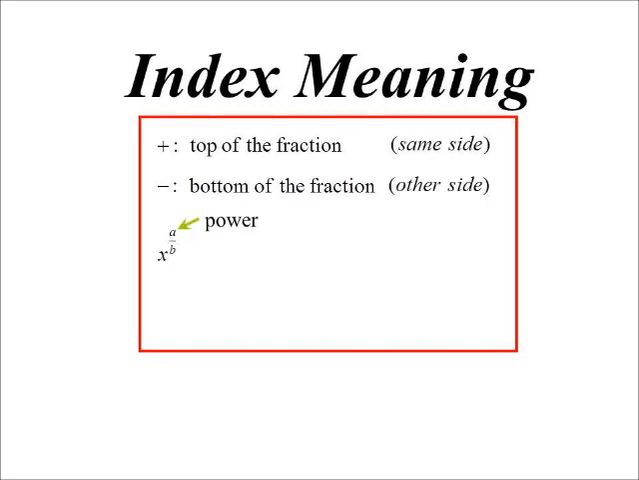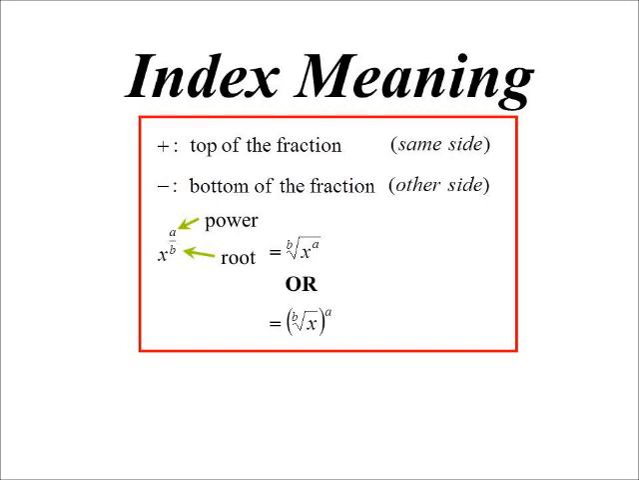The top of it tells you the power. The bottom tells you the root. It's as simple as that. So the top of the fraction tells you the power, the bottom tells you the root. So you see something like that. It's the bth root of x to the power of a. Or alternatively, you could write it as the bth root of x all to the power of a.